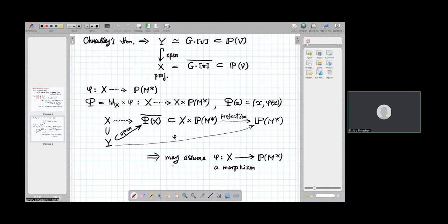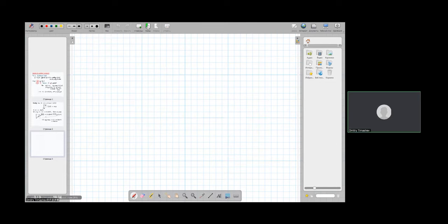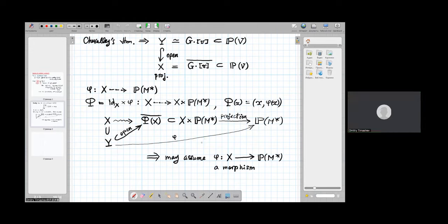So any questions so far? If not, then let's turn to the second step of the proof. Professor, yes, please. Why may we assume that X is a morphism?